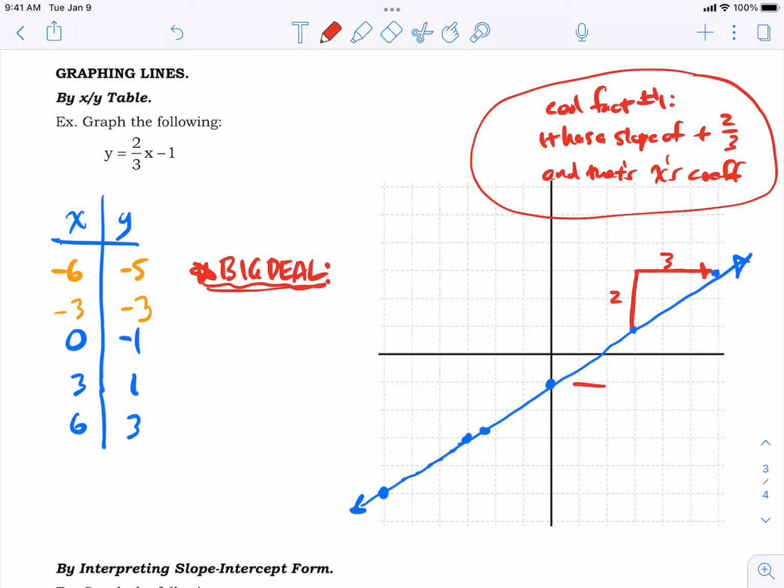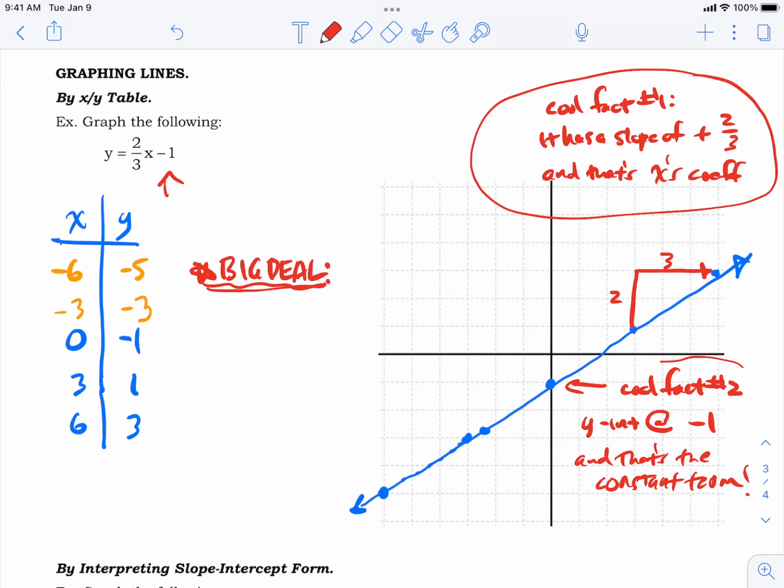Cool fact number 2. You can see that it crosses the y-axis at -1. So this thing has a y-intercept at -1. And where do you see a -1 in this equation? Right there. And that's the constant term in the equation. We call that a constant term because it doesn't multiply an x. It's just a number. Exclamation point. Cool fact number 2. So that's the B.